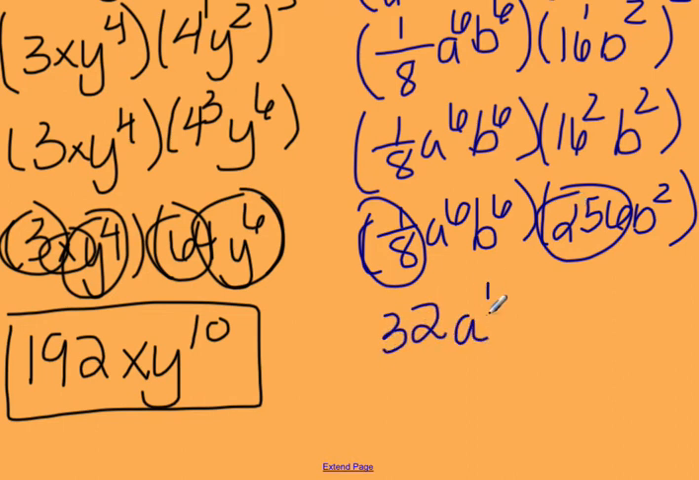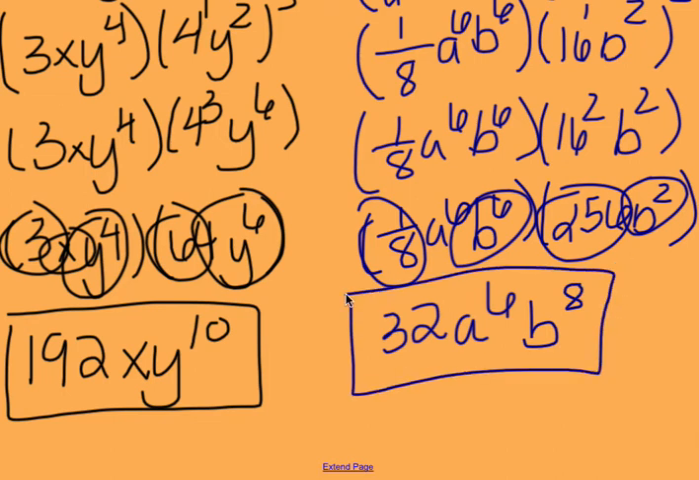So then we have a to the 6th. Then we're taking b to the 6th times b squared. So then you're going to add those exponents, and that gives you b to the 8th. So after all of that work, that is your final answer for number 10.